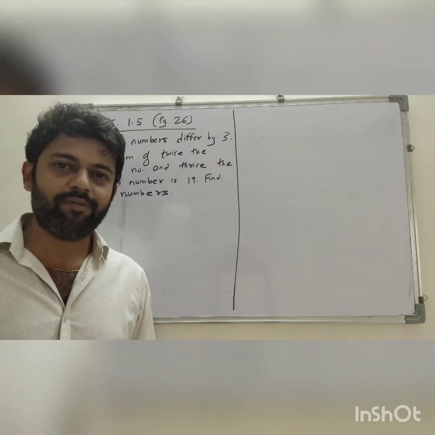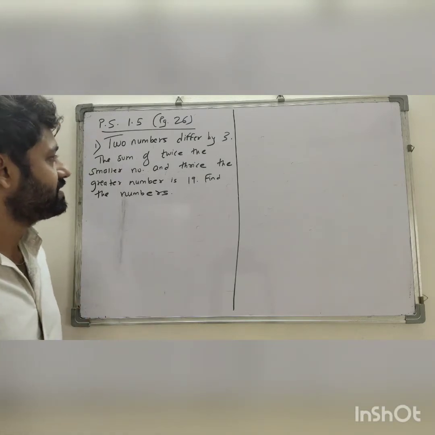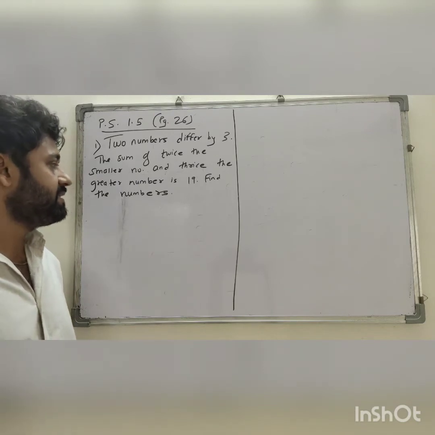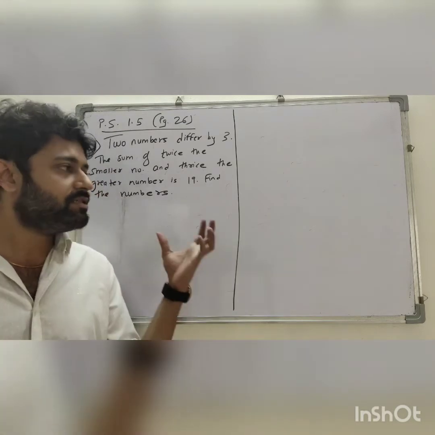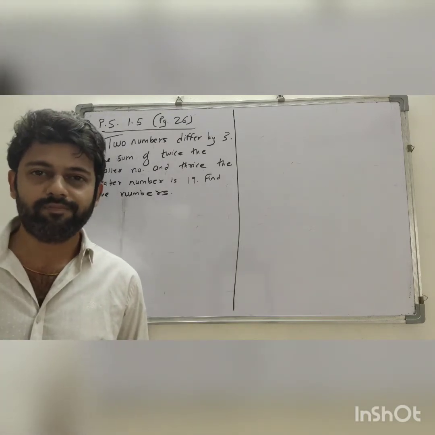I am reading the problem. Two numbers differ by 3. The sum of twice the smaller number and thrice the greater number is 19. Find the numbers. This is a word problem and we have to solve this word problem.